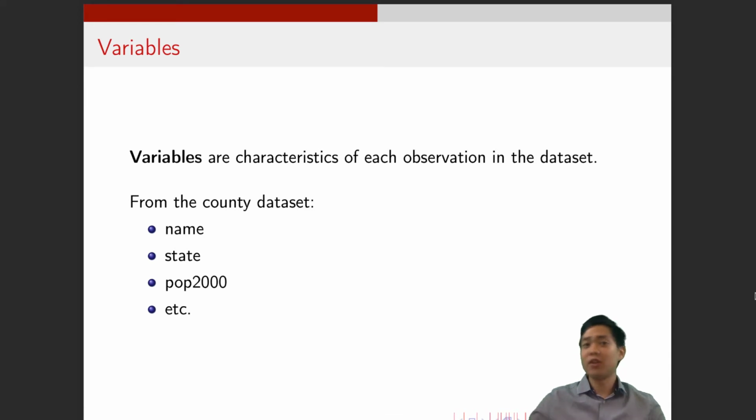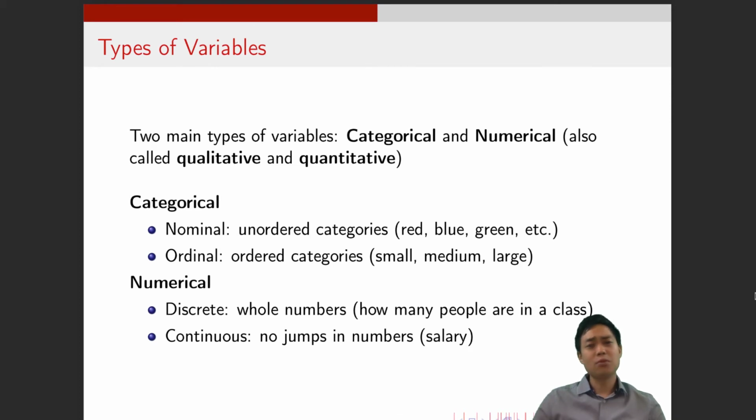On the other dimension, you have variables, which are the columns. These are the characteristics of the observation in the dataset. In the county dataset that we just looked at, we have the name of the county, the state, the population in 2000, and so on. There are all these different variables, but there are different types of variables.